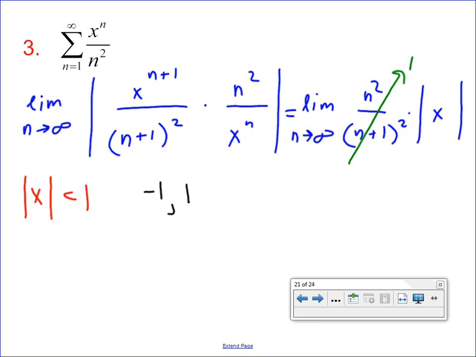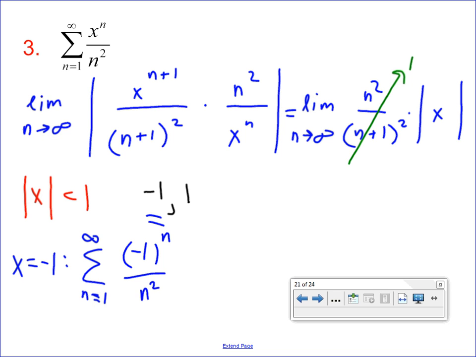But now we need to consider my endpoints. So let's go ahead and consider my endpoints. At x equals negative 1, the series becomes the sum of negative 1 to the n over n squared. Is this going to converge or diverge?